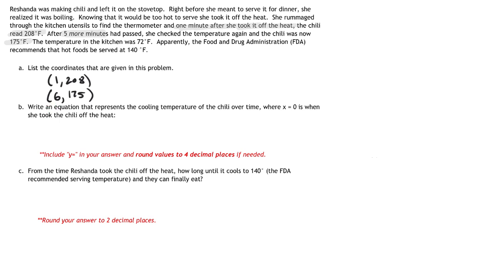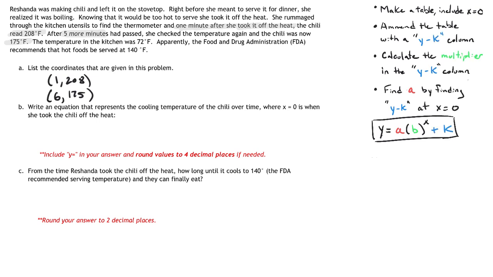And once we have those coordinate points, then what we're going to do is start our process of finding exponential equations through 2 points, which is the first thing is to make a table where you want to include x equals 0. And so we have our coordinate points now, so we can make our table where we have 1, 208 and 6, 175. And then it says we want to amend the table with the y minus k column.